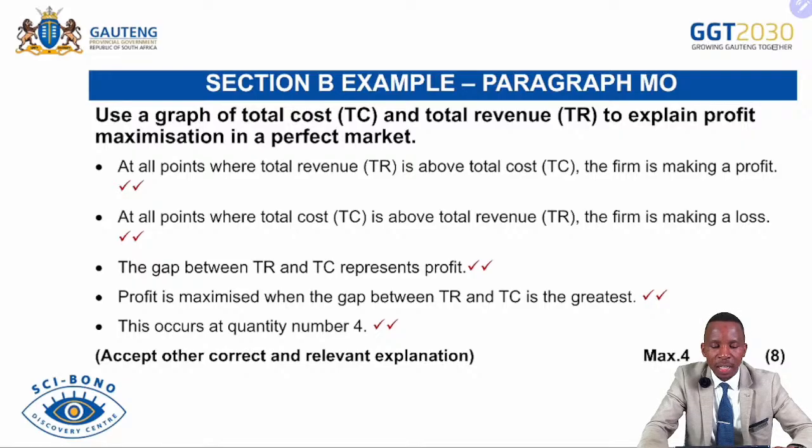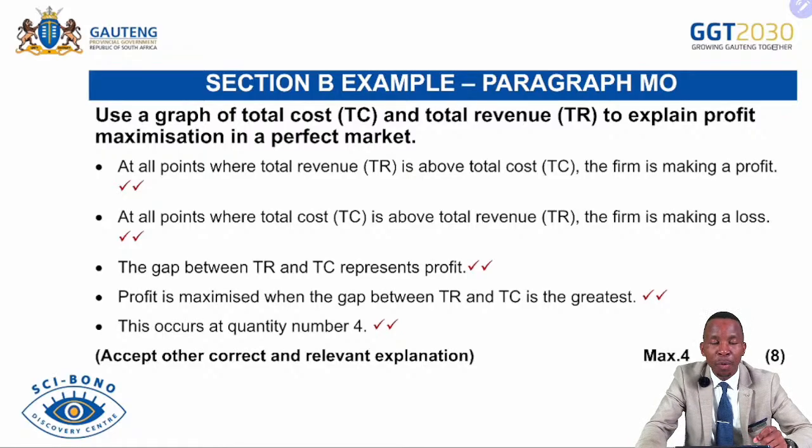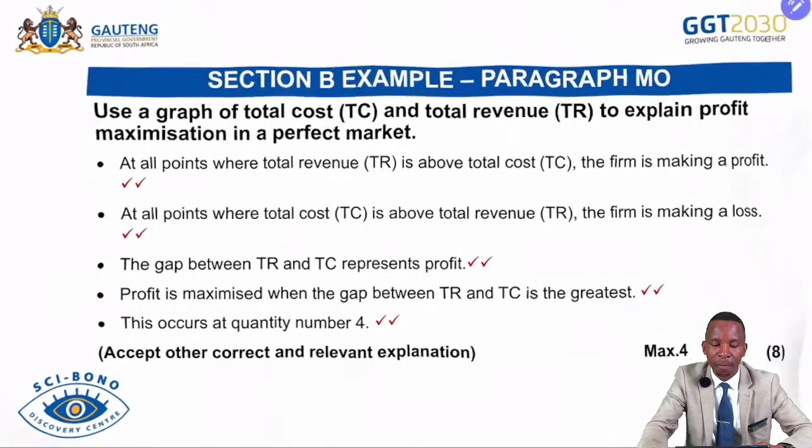The gap between total revenue and total cost represents the profit. And then profit is maximized where the gap between TR and TC is the greatest. Where the gap increases further or is widened, that's when the profit is maximized. This occurs at quantity 4, according to our graph. At quantity 4, that is when we talk about the profit maximization. Any other correct relevant response was given a mark. That is for 8 marks: 4 marks for the graph and 4 marks for the interpretation or explanation.